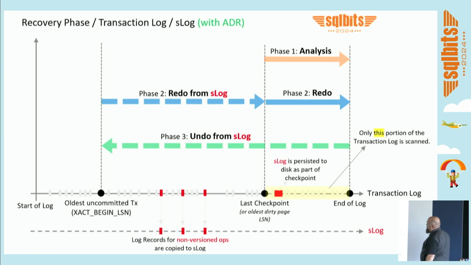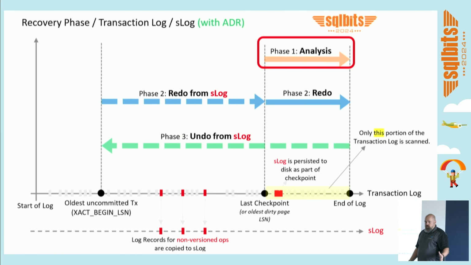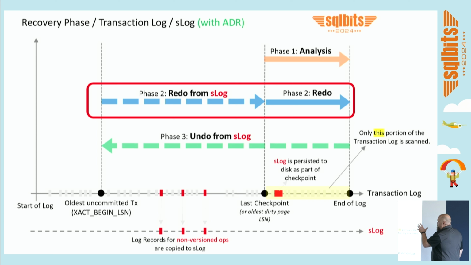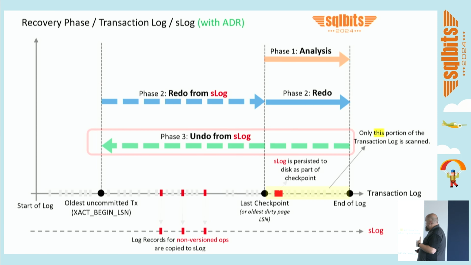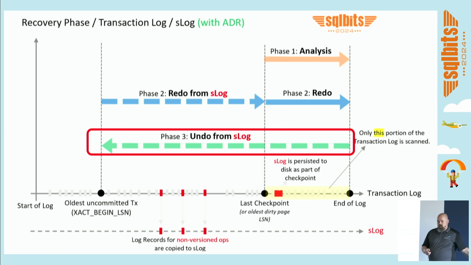With ADR enabled, we still have the same kind of format, but we have our new components involved. So SQL Server still does phase 1. We do the analysis from the last checkpoint to the end of the log, but phase 2 is different. You can see there it starts doing the redo from the S log first, so it applies all the locks. And because locking mechanisms are really, really small, it can happen really, really fast, right? So it redoes the non-versioned operations, and then from the last checkpoint, it'll do the normal redo phase and redo those transactions. Once it's done with phase 2, it does the exact reverse, but it only undoes the S-log stuff.